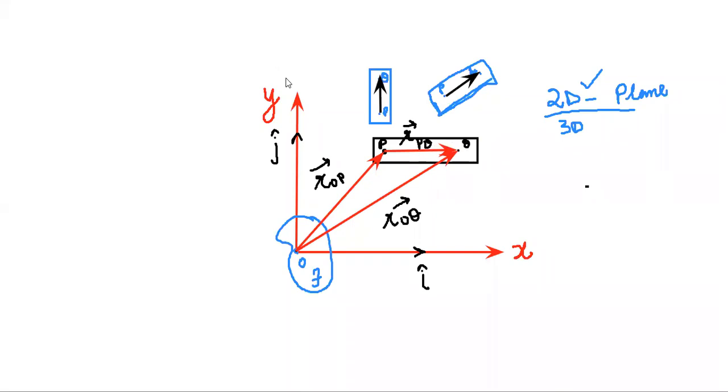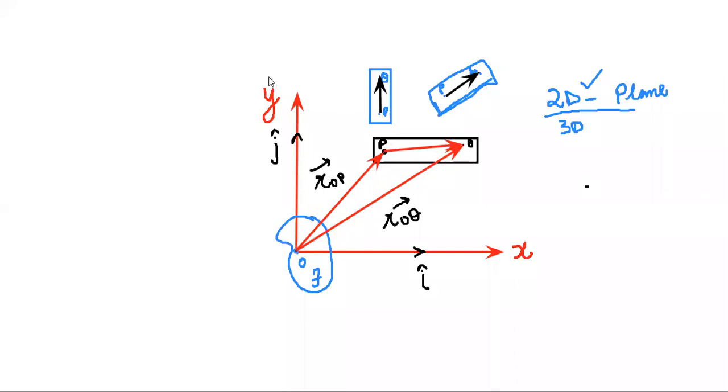Let me draw it a bit clean. Let's suppose this is point P, this is point Q, and this is my radius vector RPQ.